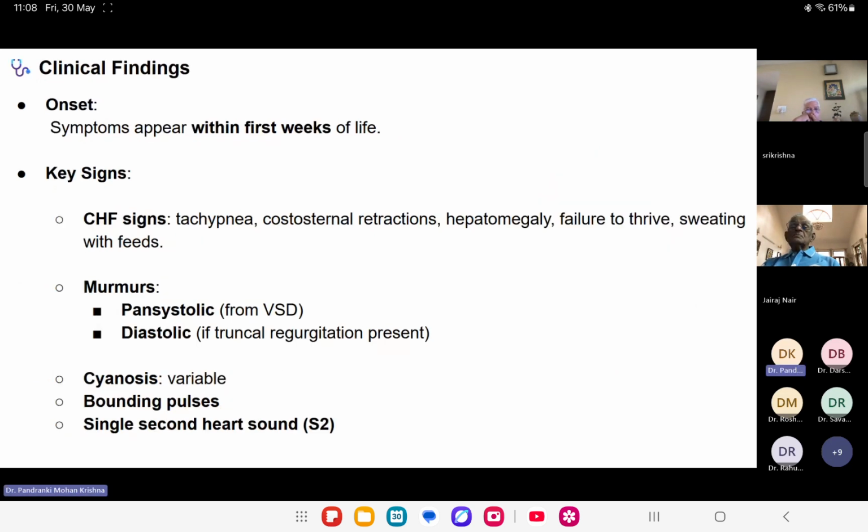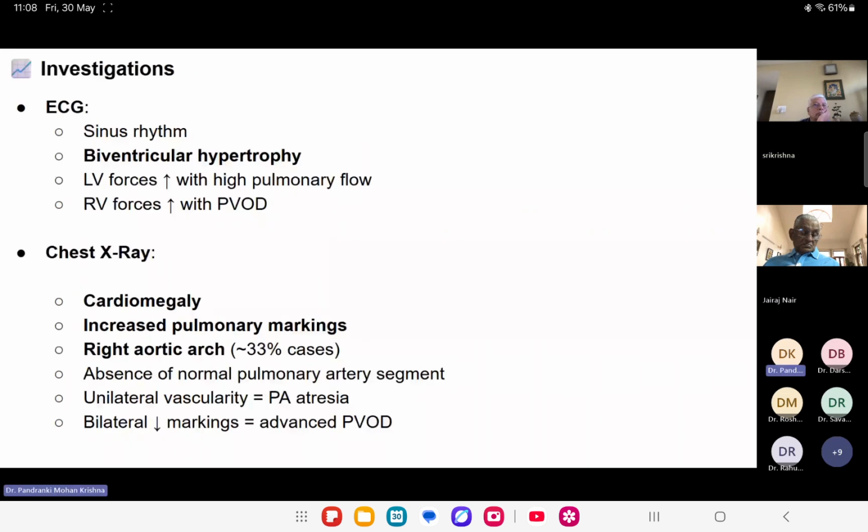Clinical features: onset within the first few weeks of life. Usually some patients will have cyanosis from birth, and the key sign is congestive heart failure. Usually they manifest with congestive heart failure rather than cyanosis. So, tachypnea, costal recession, cardiomegaly, failure to thrive, and sweating with feeds. Murmurs: from the VSD, a pansystolic murmur, and if truncal regurgitation is present, a diastolic murmur. Cyanosis is variable depending upon the balance between systemic and pulmonary circulations, and if there is truncal regurgitation, bounding pulses, and single heart sound, because there is no P2, single S2.